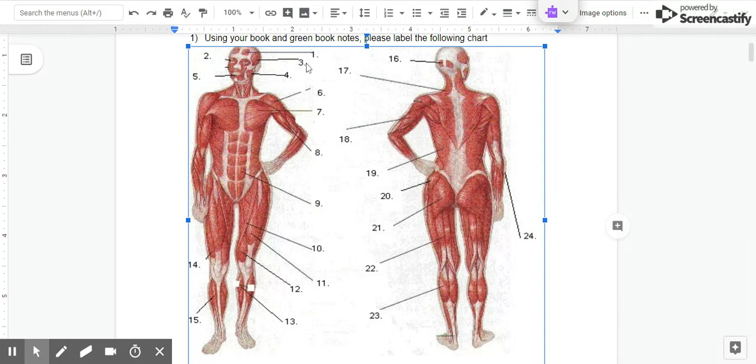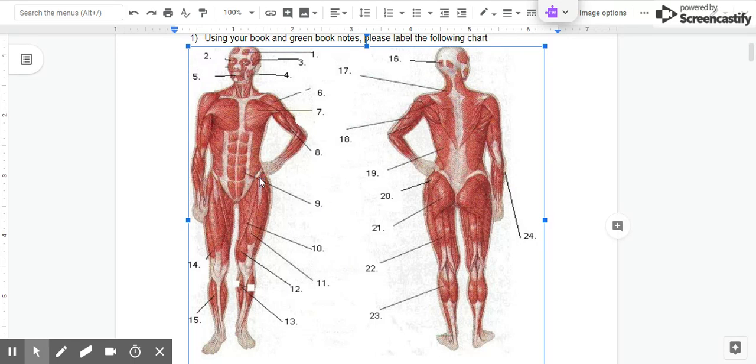Number 3 is the temporalis. Number 4 is the masseter. Number 5 is the orbicularis oris. Going to number 6. Number 6 is the deltoid muscle. Number 7 is the pectoralis major muscle. Number 8 is the biceps brachii. Number 9 is the rectus abdominis.